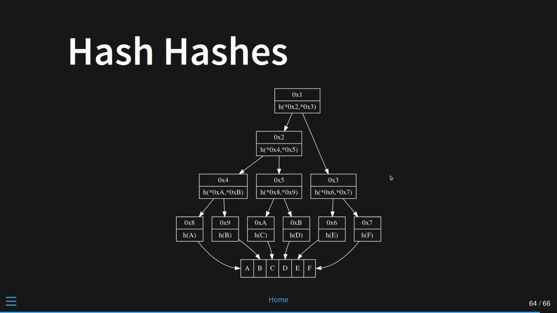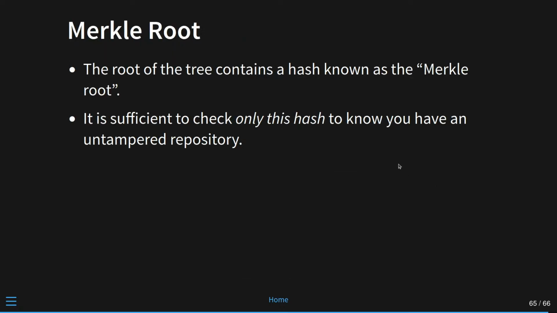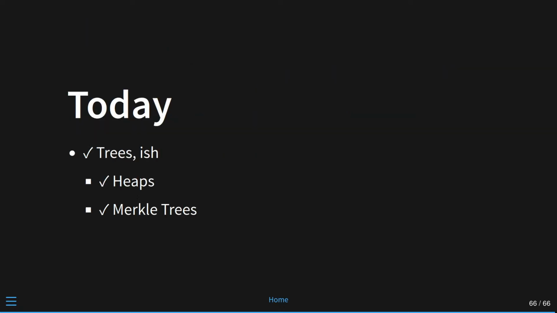I'm hashing all the way up to the root, but this hash means that if there's any alteration to a single one of these commits, it will change all the way up. And furthermore, I will be able to determine which commit was altered by finding the first place that the hash differs. So that's how you can use a Merkle tree to store diffs in Git. The root of the tree contains a hash known as the Merkle root, and it is sufficient to check only this hash to know you have an untampered repository. And I think I've taught you what Merkle trees are. Does that sound right? Okay.